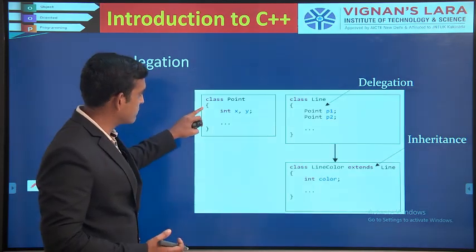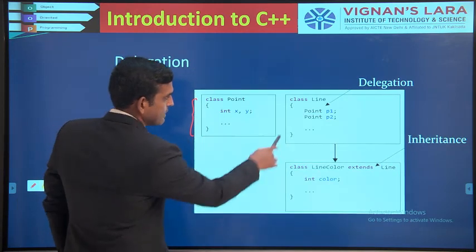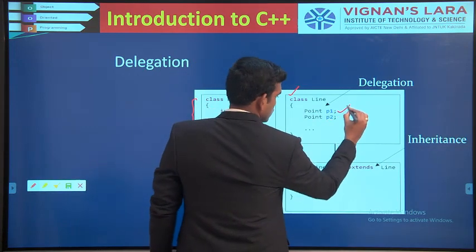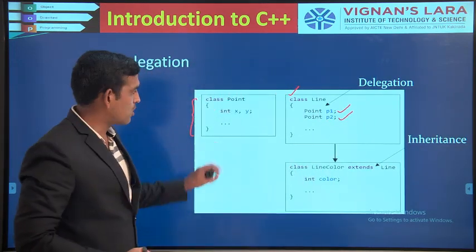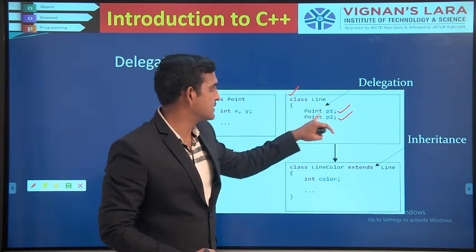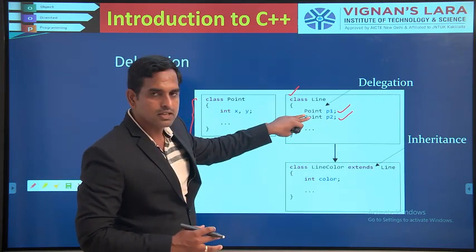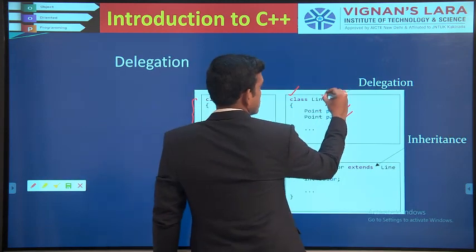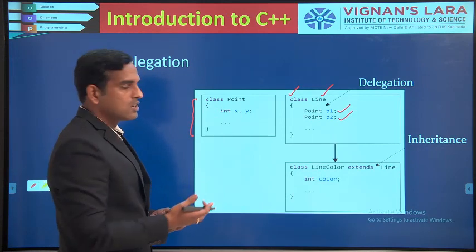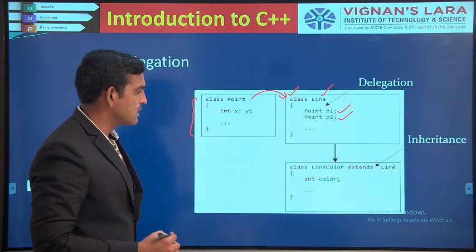So if you see, this is an example of delegation. The first one, we are having one class Point. Then we are having another class Line. Inside the class Line, you have declared two objects of this Point class. Using the Point class, you have created two objects, Point P1 and Point P2. Now we are writing two points here. So inside the class Line, we are declaring two objects of the Point class. This thing, that is using the objects of one class inside another class, we will be calling delegation.